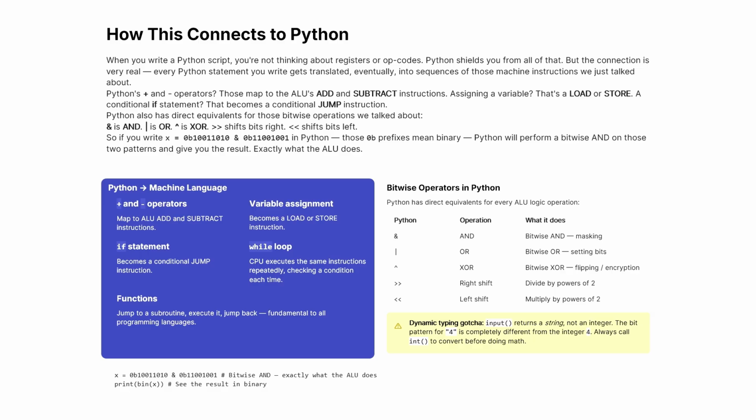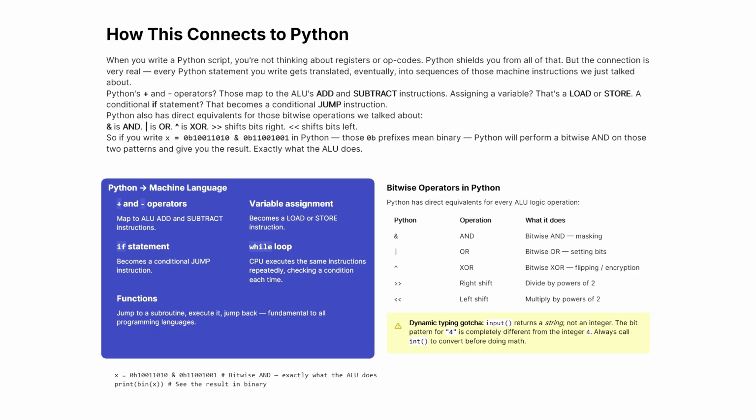Python also has direct equivalents for those bitwise operations we talked about. And is AND. Vertical bar is OR. Caret is XOR. Right shift shifts bits right. Left shift shifts bits left.